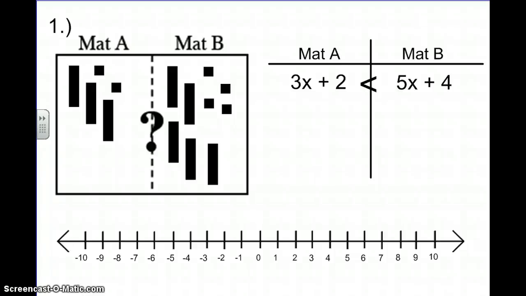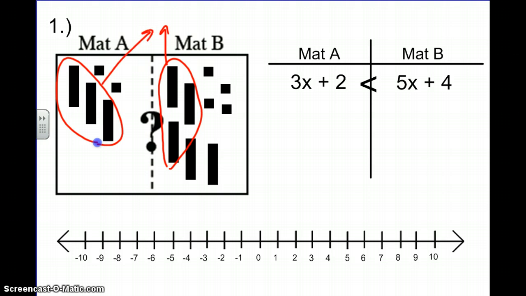Okay, problem number 1. You have 3x plus 2 on mat A, and that's going to be less than 5x plus 4 on mat B. First, we want to see if we have some legal moves that we can make. You may notice that you have a matching set on both sides: 3 x's. Once you remove those, we still have 2 positive units on mat A, less than 2 x's and 4 positive units on mat B.